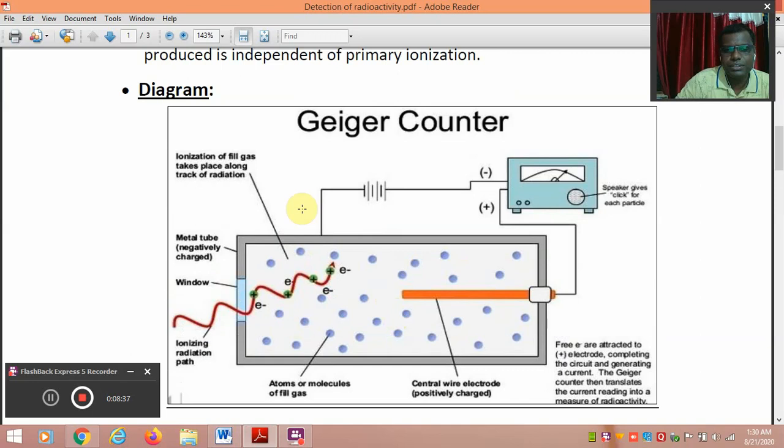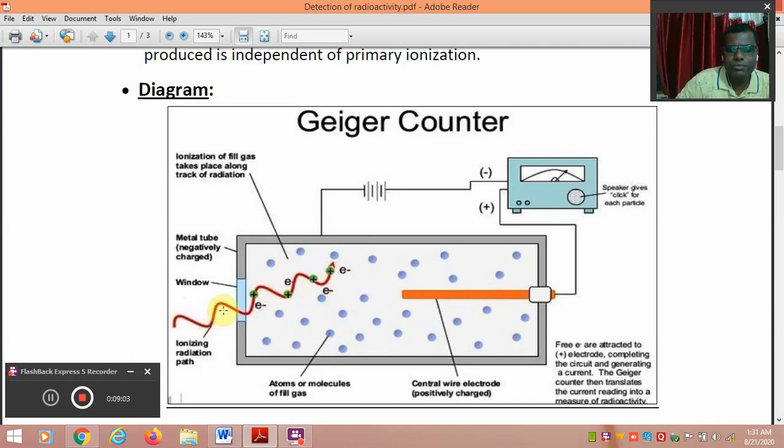So here we can discuss the construction and working of this GM counter. This is the simple setup for the GM counter which is used to detect as well as to identify the type of radiations emitted by the radio element. This is nothing but the tube in which inert gas is filled. These are the molecules of inert gas which undergo ionization. These are the radiations emitted by the radioactive element.